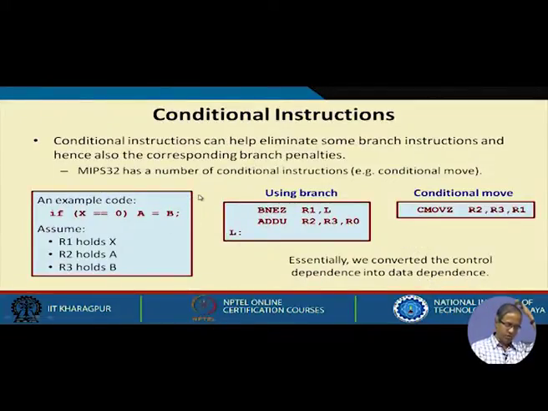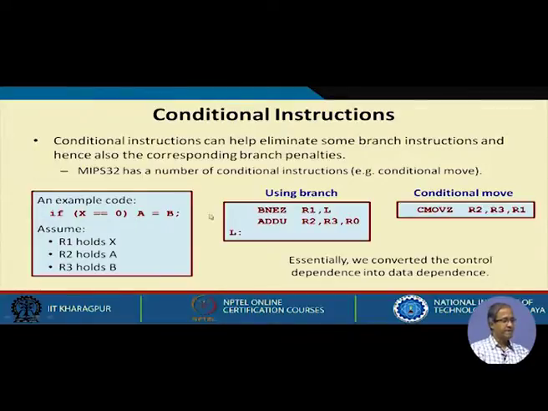And lastly, you will look at some conditional instructions which also help in reducing branch penalties. In fact, MIPS has a number of such conditional instructions. So, what are conditional instructions? There is something like conditional moves. Let us look at a justification why you need this. Consider a C code like this: if x equal to 0, a equal to b. This is a conditional move.